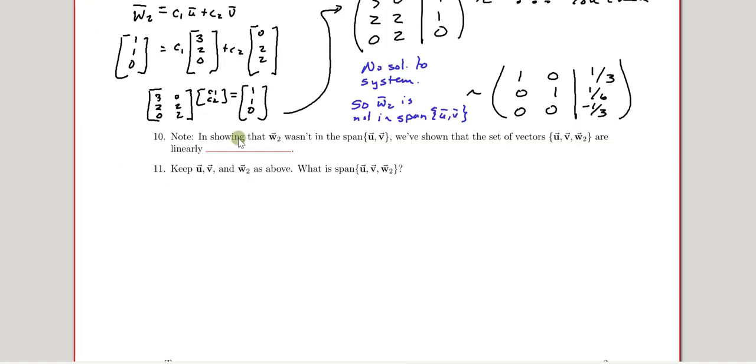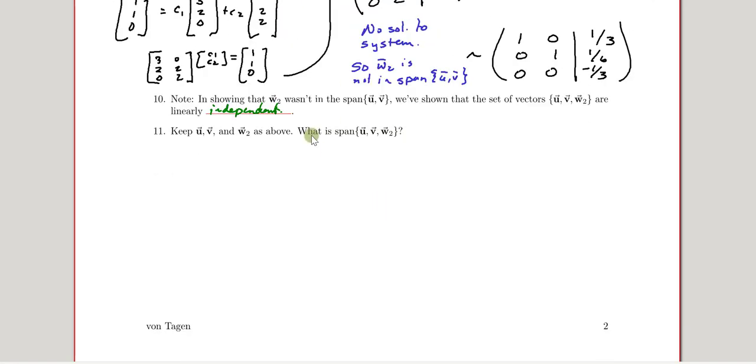Note that another thing we could say is that in showing that W2 wasn't in the span of U and V, we've shown that the collection of vectors U, V, and W2 are linearly independent, because U and V are not multiples of each other, and then we've just shown that W2 is not a linear combination of the first two. So these 3 vectors are linearly independent. So let's do one more question with this set.